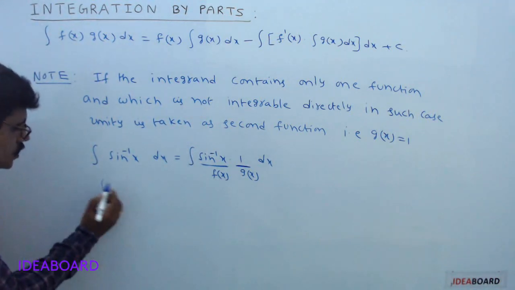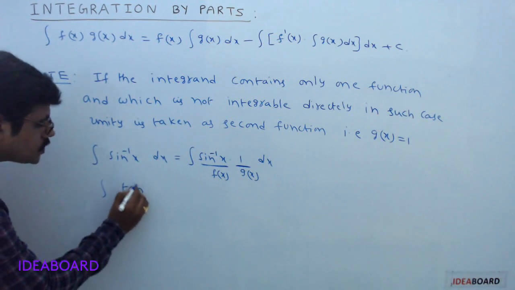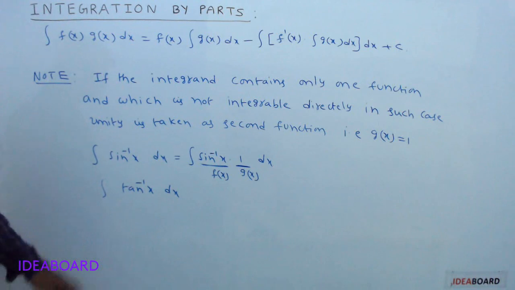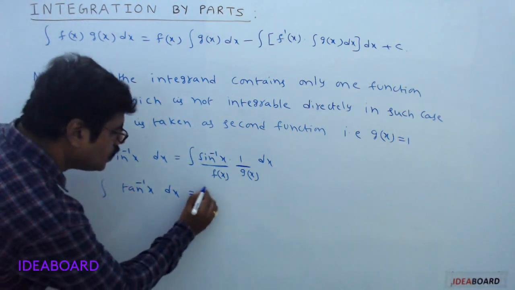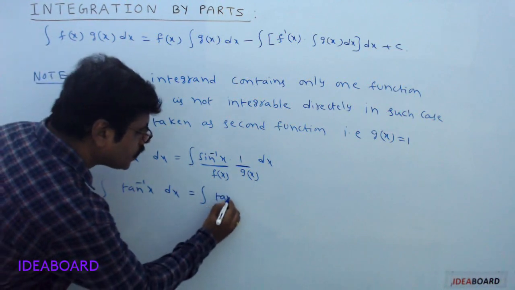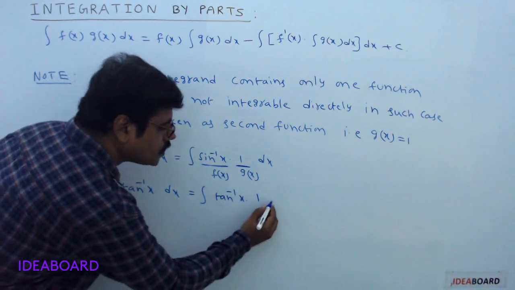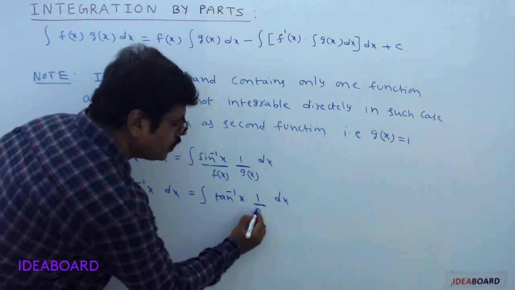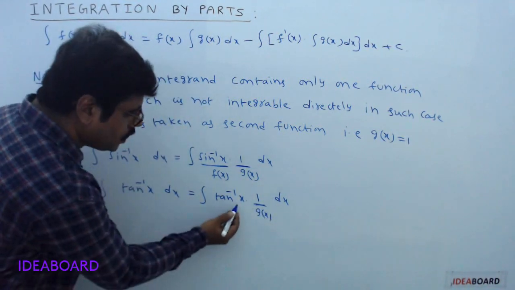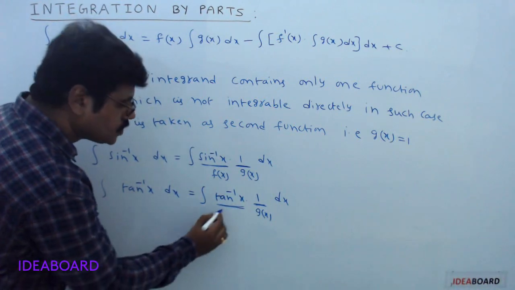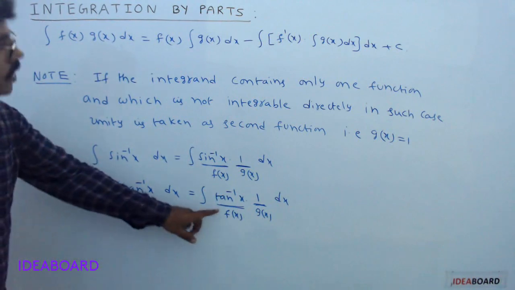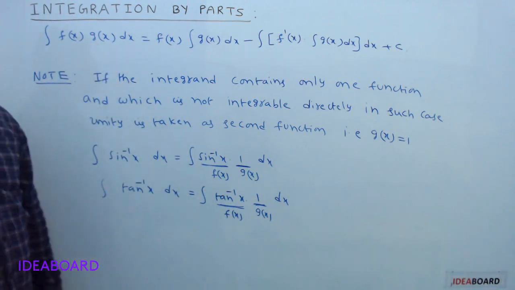Likewise, suppose integral tan inverse x dx. Here we don't know the formula of integral tan inverse x dx. In this case, tan inverse of x can be taken as tan inverse of x into 1 dx. Here 1 will be taken as g of x. Automatically the other function, tan inverse of x, will be taken as f of x. Then you can apply this integration by parts formula.